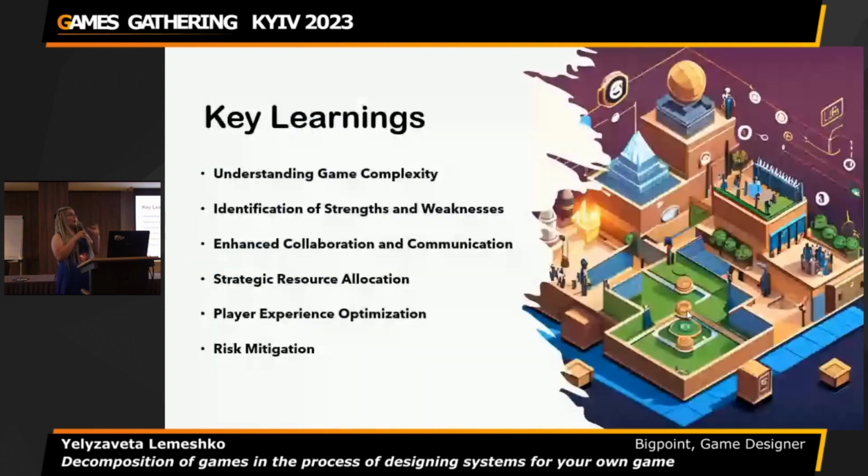All right, so far we can reach the next key learnings. We can understand game complexity, how complex our game is, how many mechanics it has. Then we can identify pluses and minuses of our project and deal with them. Then we can work on collaboration and communication. Then strategic resource allocation means budget, and we can optimize what we can do now, what we can do later, or not do at all. Players' experience and risk mitigation, which means we can already erase something from the project when we understand that it will not work. Well, sometimes we understand after the deployment, but it very much depends.